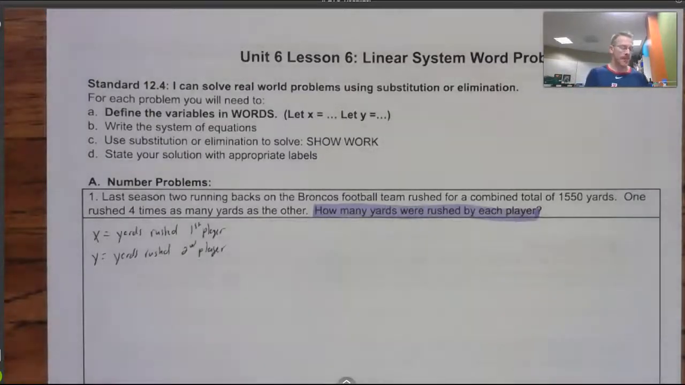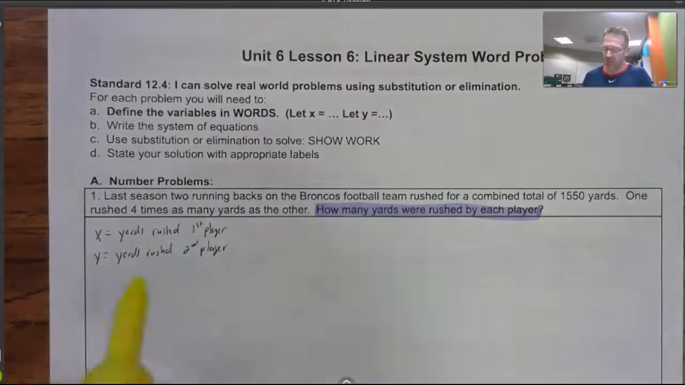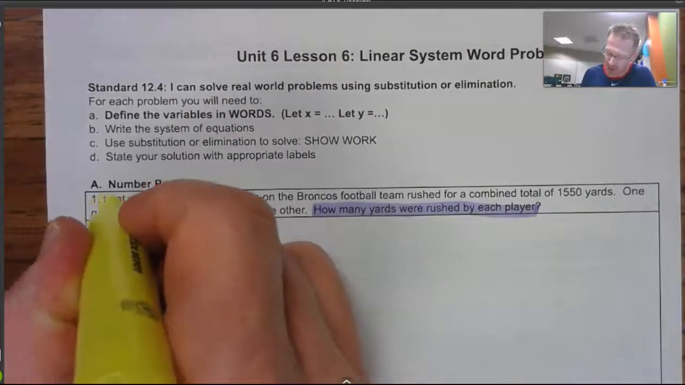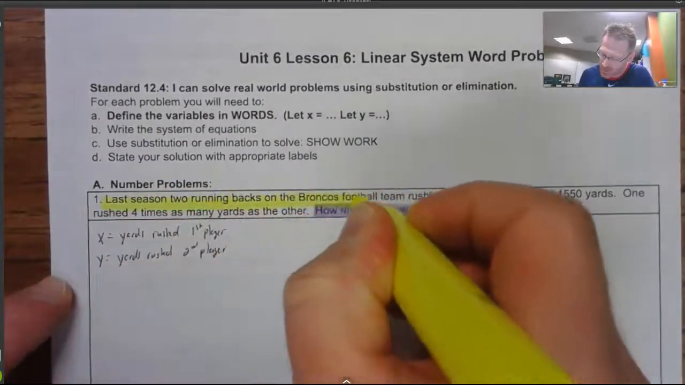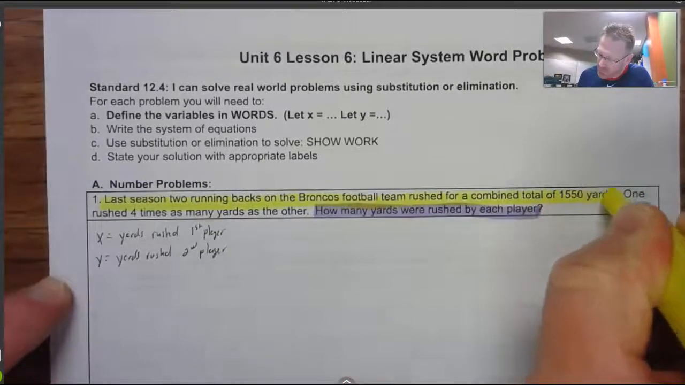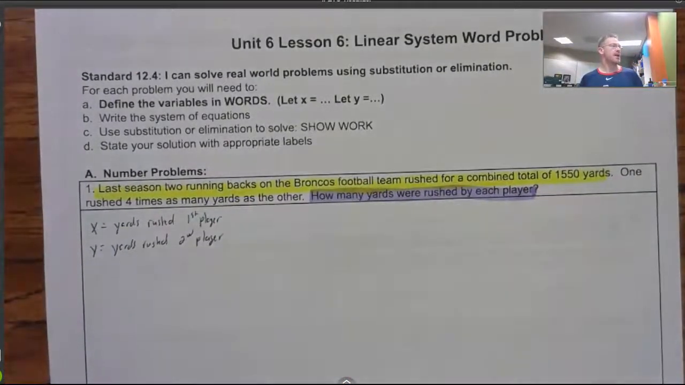So now let's go back to the first sentence here. Last season, which is actually a few seasons ago now since we've written this problem. Last season, 2 running backs on the Broncos football team rushed for a combined total of 1,550 yards.